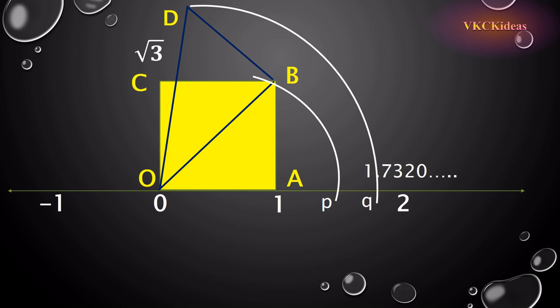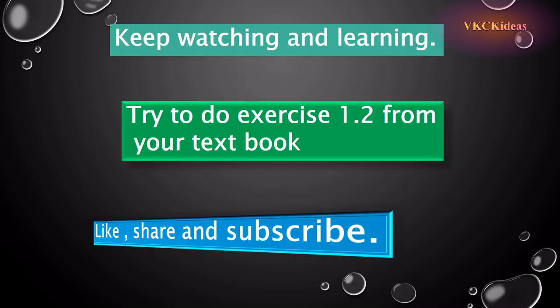The value will be 1.7320 and so on. This is very interesting, children. In spite of the irrationality of the number, that means it's neither terminating nor recurring, there is no end for this number itself, but still we confined it to a point, a position on the number line. So for that, this technique helped us.